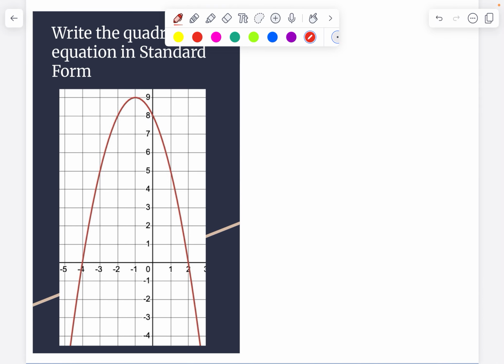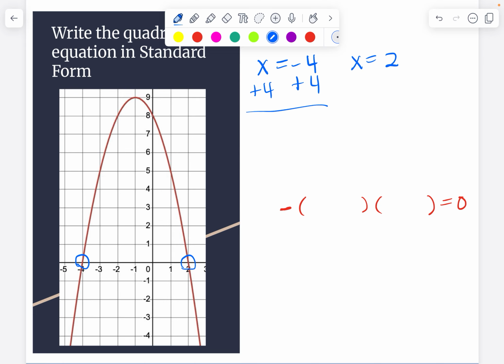All right, this one is opening down, so I know my final answer is going to have a negative in front of it. My solutions are at negative 4 and positive 2. So x is negative 4 and x is positive 2. Getting it to be 0 on the right side, I'll add 4 to both sides. And I get x plus 4 is 0. Subtracting 2 from both sides, x minus 2 is 0. So my final answer is negative x plus 4 times x minus 2 is 0.